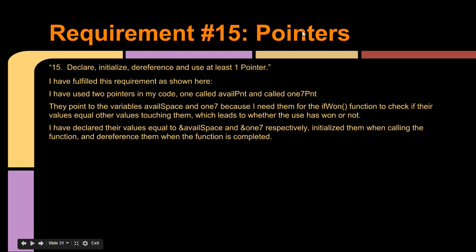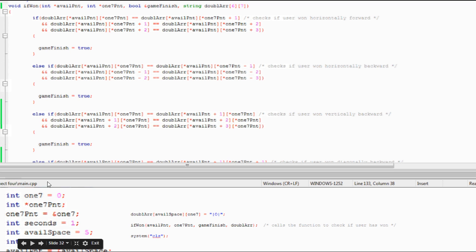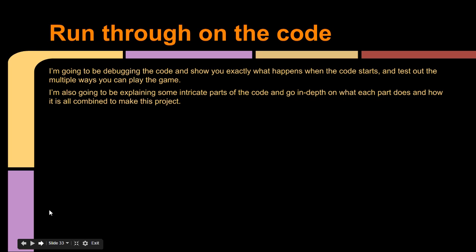So last is pointers, and so we have to declare, initialize, and dereference at least one pointer. I use 2 in this case for the avail space and 17 respectively, because what I did here was I have the available space and the 17, and I put pointers there so that I can pass them through the if 1. And so yeah, there's a screenshot of that.